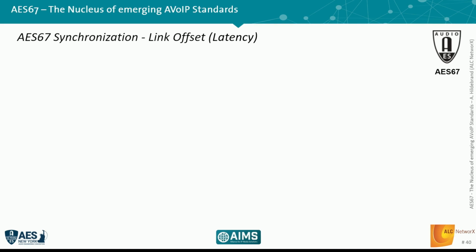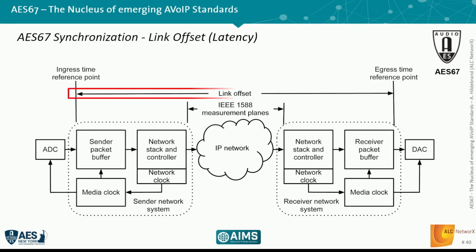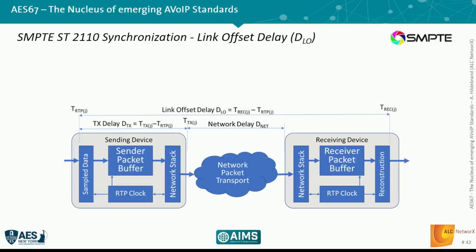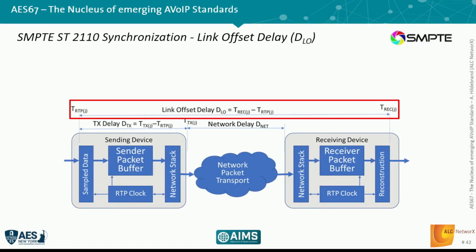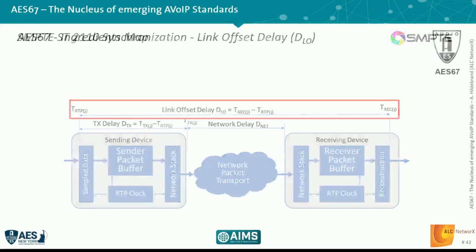It goes even further. Now in AES67 we have a concept called link offset, which basically sets the latency of any particular stream. So the link offset is defined by ingress of a particular sample and when it should be played out at the receiving side. That's the link offset. Well, 2110 has exactly the same, even the picture is very similar, just that they call it link offset delay. But it's exactly the same principle, exactly the same thing in 2110.